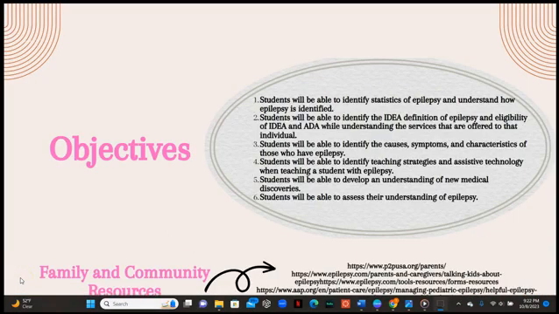Okay, so our objectives will be to identify statistics of epilepsy and understand how epilepsy is identified. Students will be able to identify the IDEA definition of epilepsy and eligibility of IDEA and ADA while understanding the services that are offered to that individual. Students will be able to identify the causes, symptoms, and characteristics of those who have epilepsy, and students will be able to identify teaching strategies and assistive technology when teaching a student with epilepsy, and students will be able to identify an understanding of a new medical discovery and assess their understanding at the end.